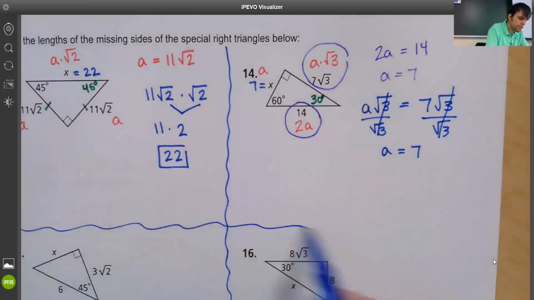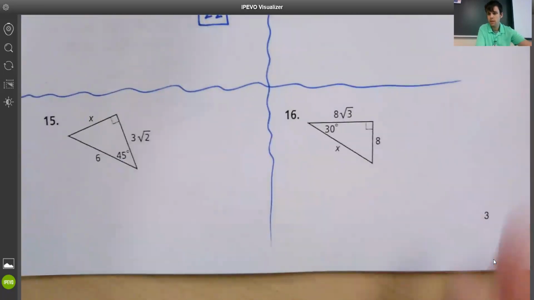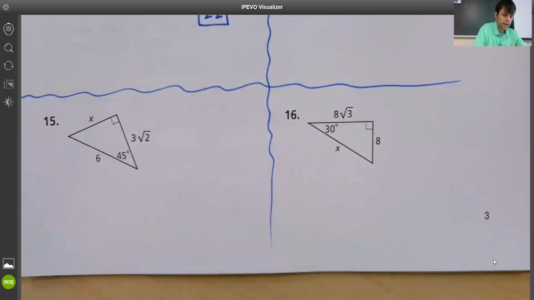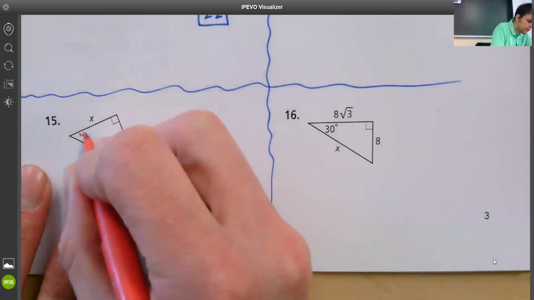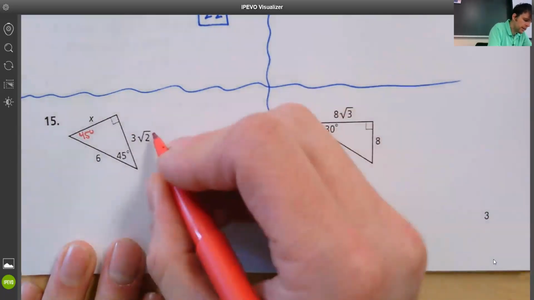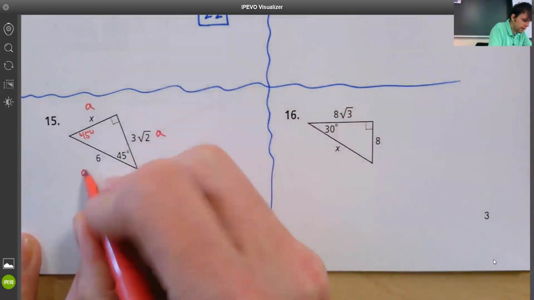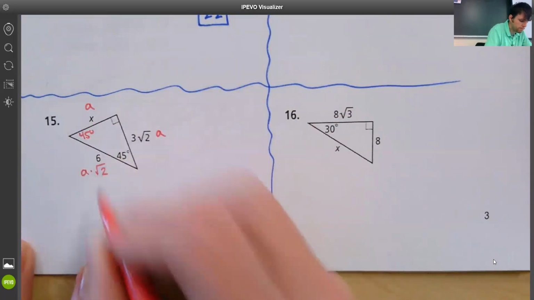All right, we'll keep moving forward here. Feel free to pause it at this point and try these next two on your own. I am just going to go through it. Here we have our 45, 45, 90. Easy enough. This one's 45 degrees as well, right? Anytime you know 2 of the angles, you know the third one as well. This side over here is our A side, and this is our A side. Those are the legs, and this side is our A times the square root of 2.